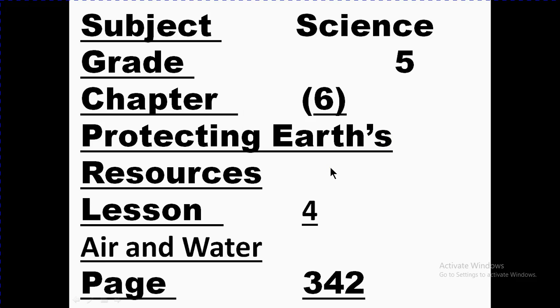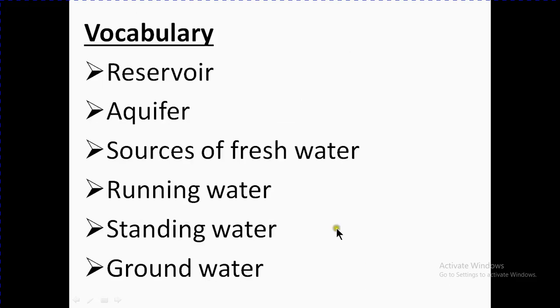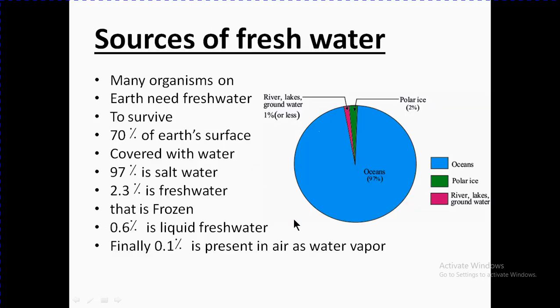Today, my dear students, we're going to start the next lesson, lesson number 4, Air and Water. It starts from page number 342. So let's start. Vocabulary: reservoir, aquifer, sources of fresh water, running water, standing water, and groundwater. We will discuss all these terms and headings one by one. So let's start. Sources of fresh water.